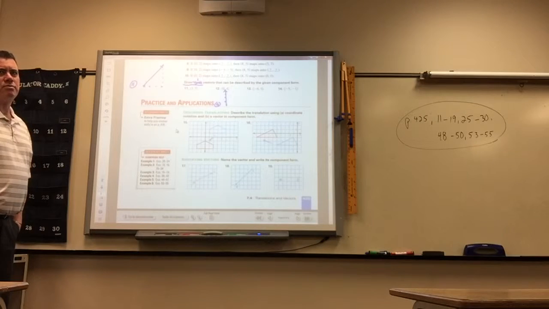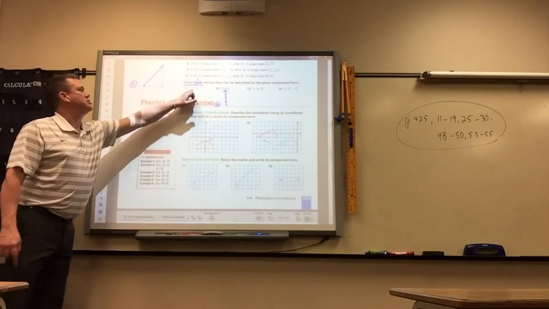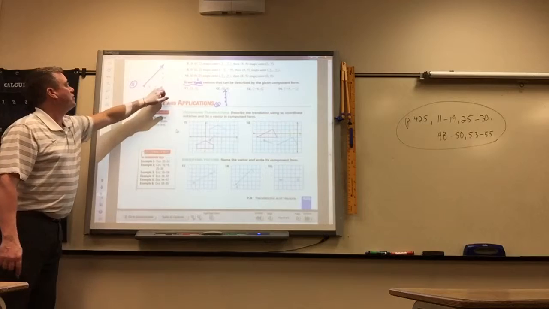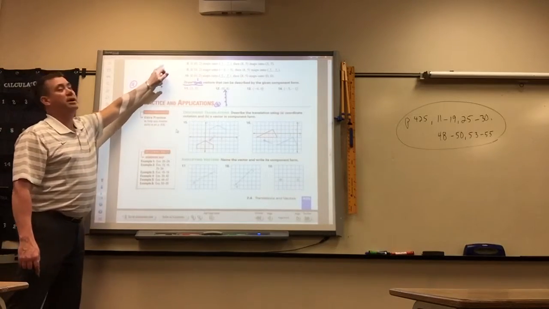Wait, so we go negative 3, so we just do 3 over 5 up? Yep, because this says right, since it's positive, right 3, and since it's positive, up 5. So you go over 3 and up 5, and then you draw the vector in.